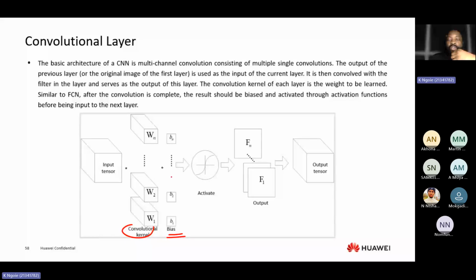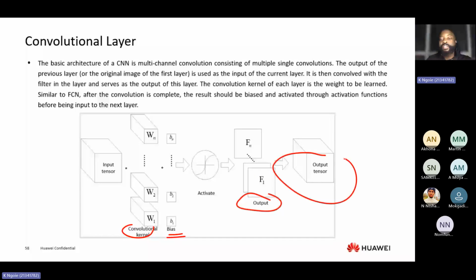So then we have the convolutional kernel, which is what I just showed you there. An activation function, we're going to have the output, and then we have the output tensor, which we're going to use in the rest of the program. Okay, and then we have the pooling layer.